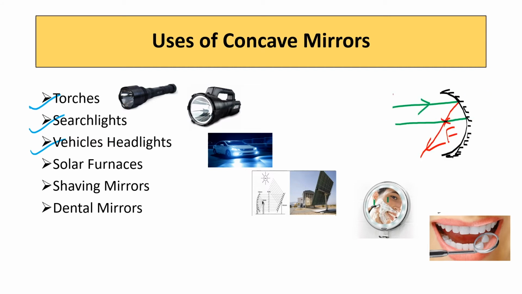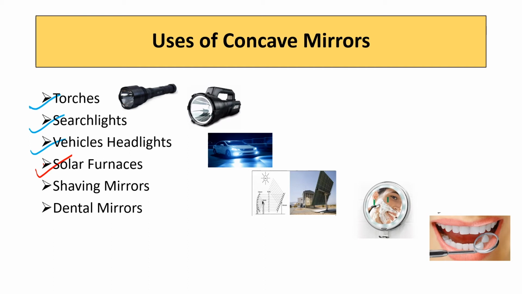We also know that if the incident ray is parallel to the principal axis, after reflection it passes through the focus. That is, you can focus a beam at a point. This property is used in solar furnaces. Solar furnaces focus the sunlight.